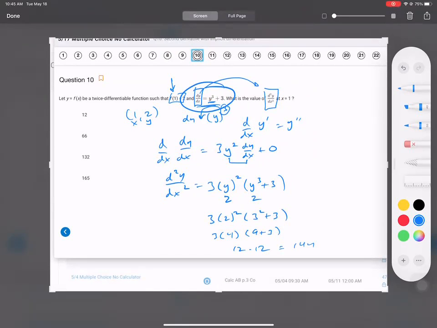Bring down 3 squared times y cubed plus 3. Oh, y cubed. This is cube. I miswrote it. That's cube, and that's a squared. I used the wrong numbers. I'm sorry. So 2 cubed is 8. 8 plus 3 is 11. And 11 times 12 is 132, I think, right? 11 times 12 is 132. Yeah, 132. Oops, I just plugged it in wrong.